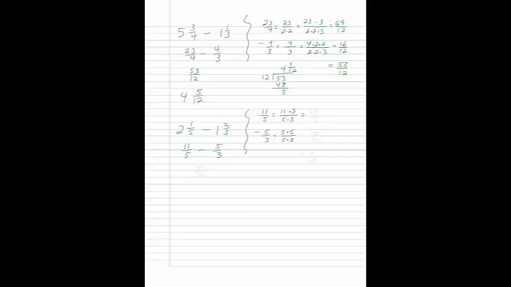11 times 3 is 33. 5 times 3 is 15. 5 times 5 is 25. 5 times 3 is 15. And then 33 minus 25, I believe, is 8. So this is 8/15. And when we subtract this, we also get 8/15.